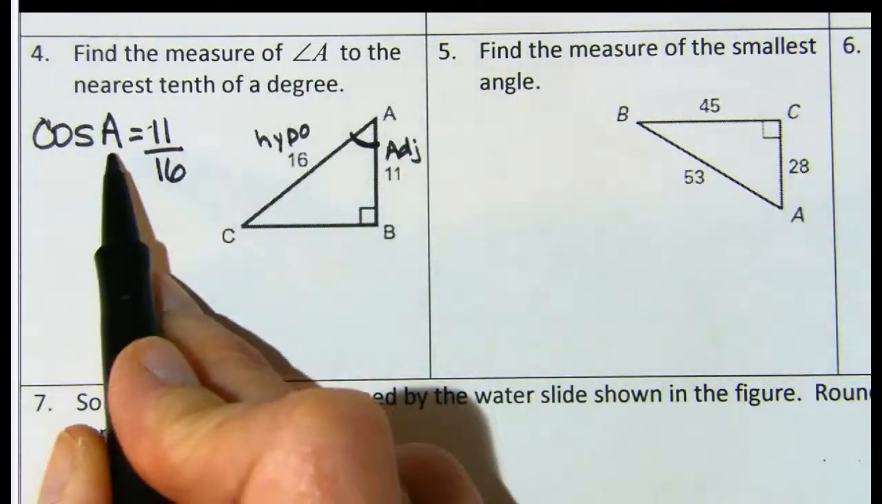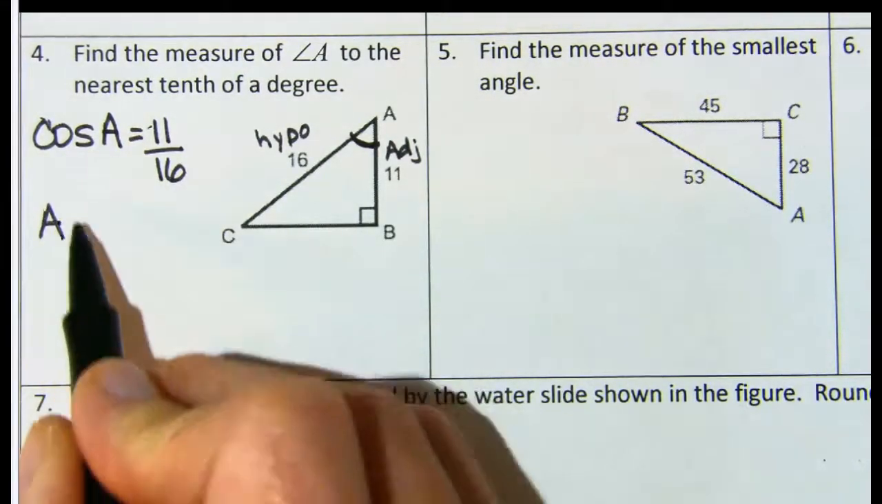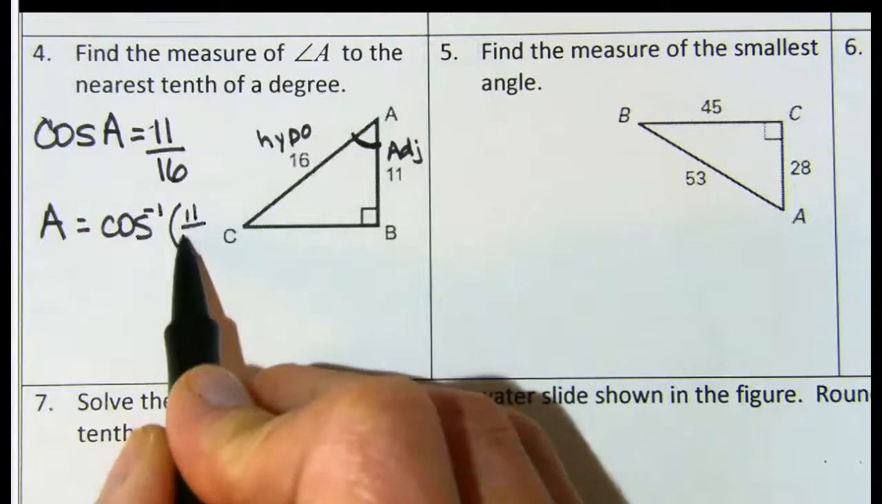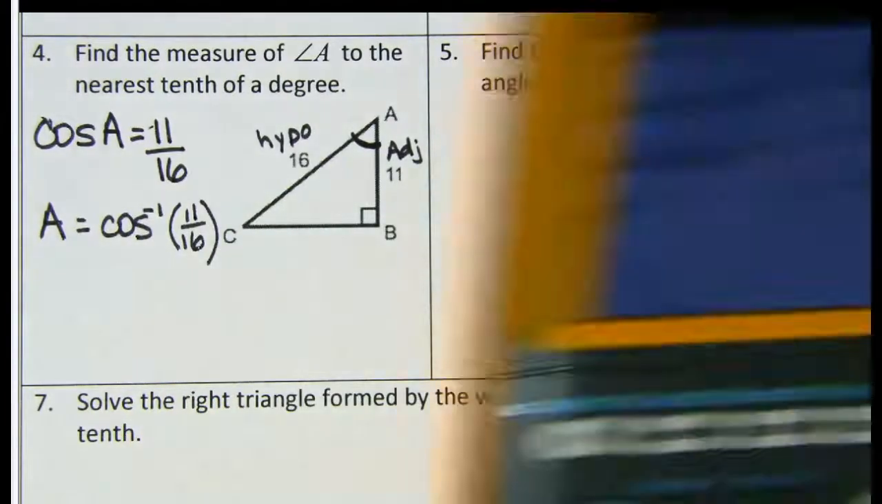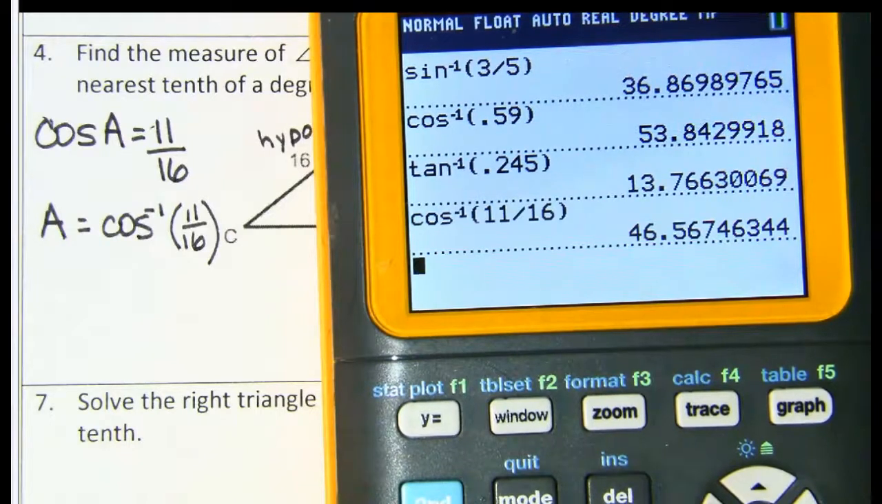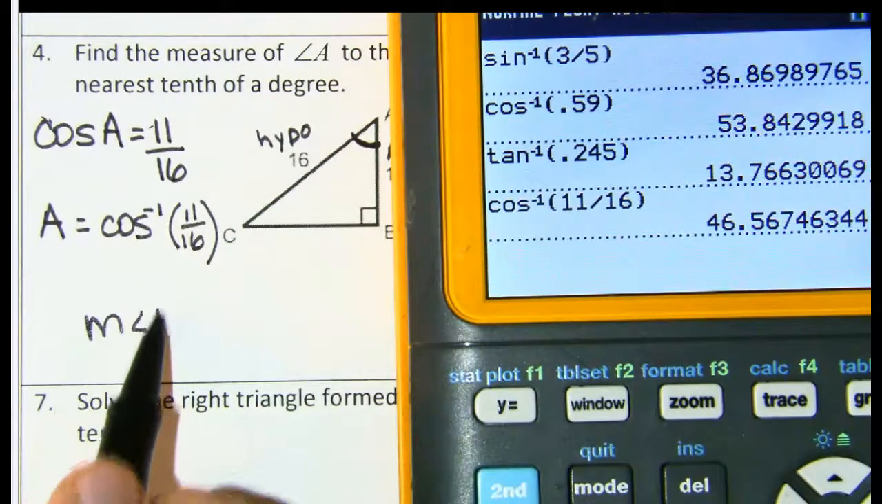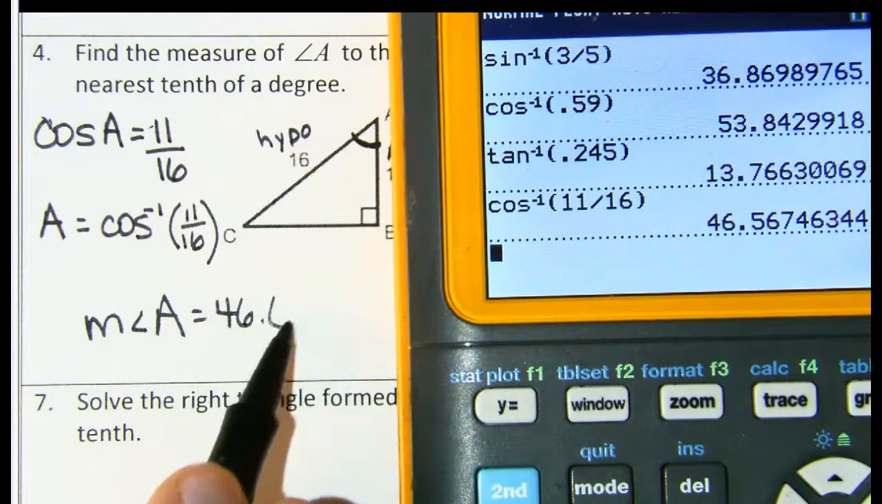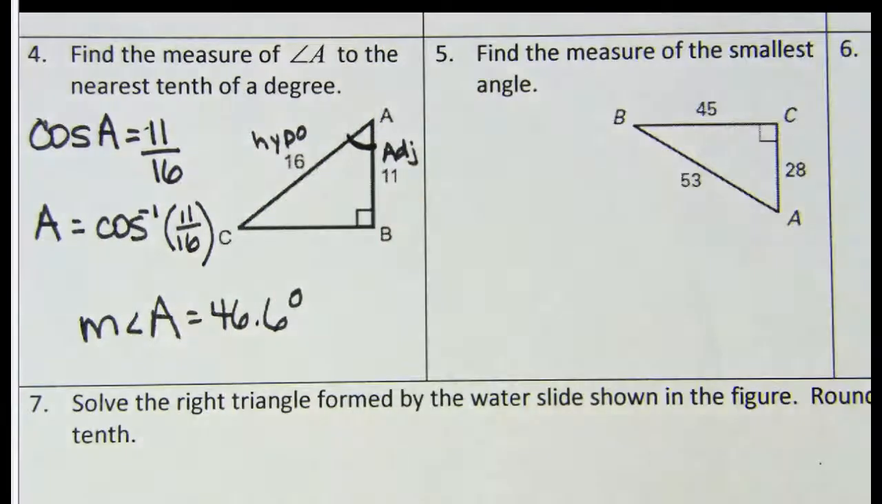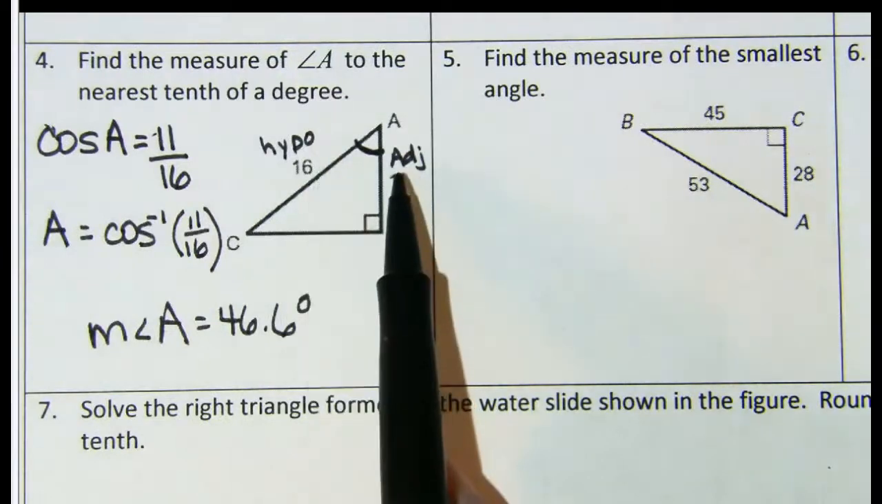Now, that's going to tell us angle A. So we now say A equals cosine, which is the inverse, of the trigonometric ratio 11/16. So from here, we go inverse cosine 11/16, and the measure of angle A now is going to be 46.6 degrees. And typically we round angles to the nearest tenth unless we're told otherwise, and then sometimes we round them to the nearest whole. So we used cosine because that's what we had, okay?